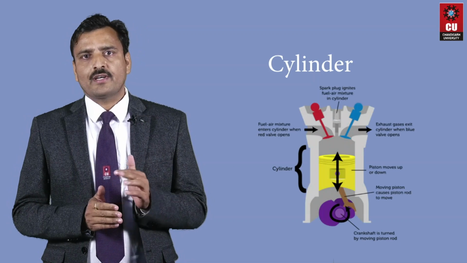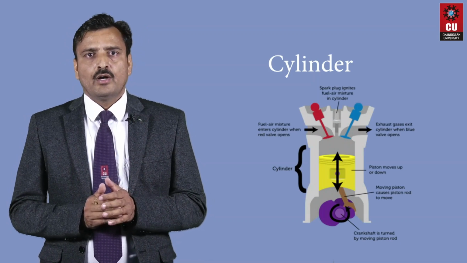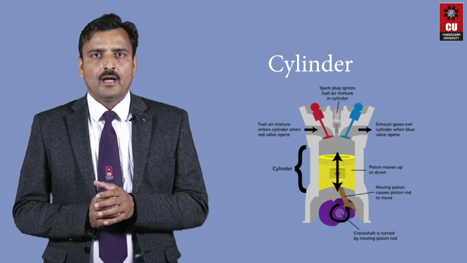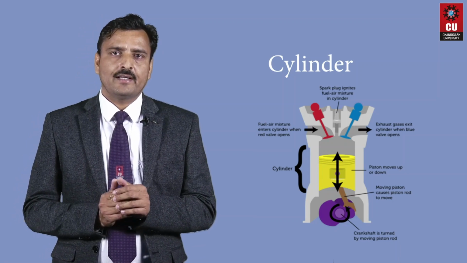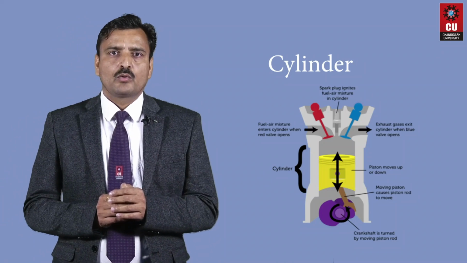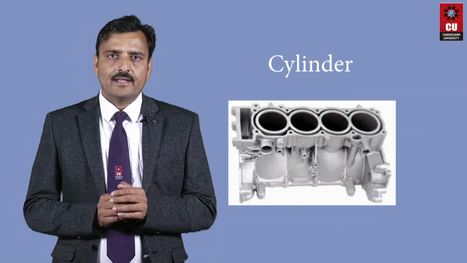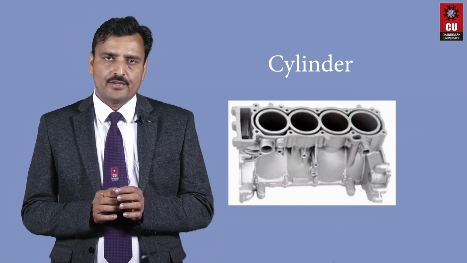So first is the cylinder. The cylinder is the space through which the piston travels, propelled by the energy generated from the combustion of the air and fuel mixture in the combustion chamber. Approximate pressure in the cylinder is about 50 bar and temperature is about 2000 centigrade. It is made of cast iron, steel alloys and aluminum alloys.